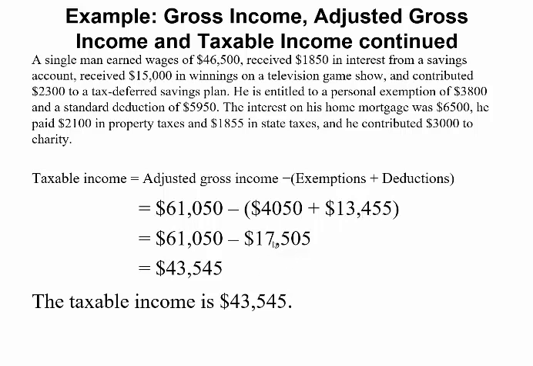So the man was able to write off $17,505. You subtract that from his adjusted gross income, and you get this number. So this man's taxable income, how much he would have to pay taxes on, is only $43,545. He doesn't have to pay taxes on the rest. He pays taxes on the amount after he takes away his exemptions and deductions.